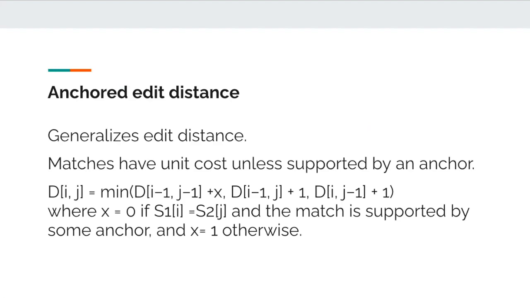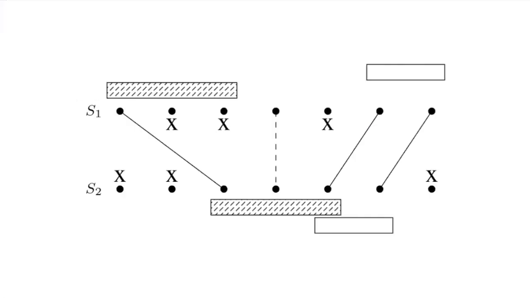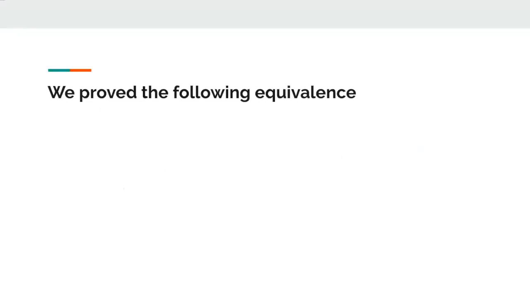This illustration of an alignment shows exact matches as solid edges, substitutions as dotted edges, and deletions as x's. And the key here is that any solid edge is always going to be supported by an anchor in anchored edit distance. Now, our work proves the following equivalences.